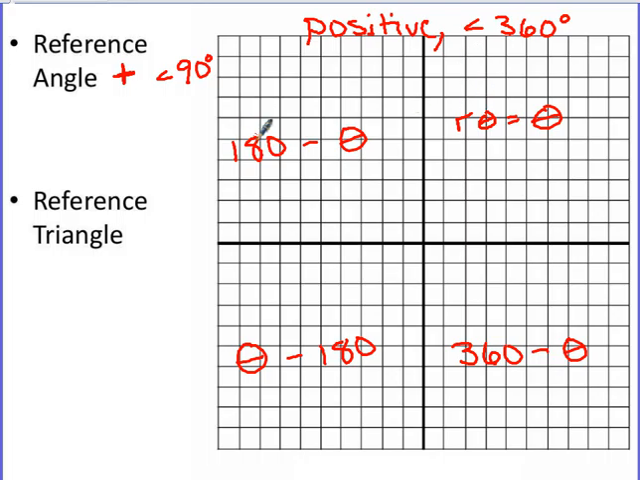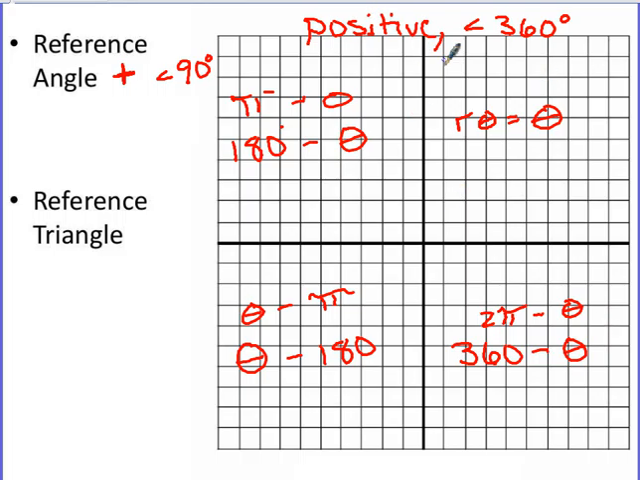For radians, it's going to be the same. We're just going to change out these values. So 180 degrees would be pi radians, so pi minus the angle, or the angle minus pi. And then here it would be 2 pi minus the angle. So that's how it changes for radians.